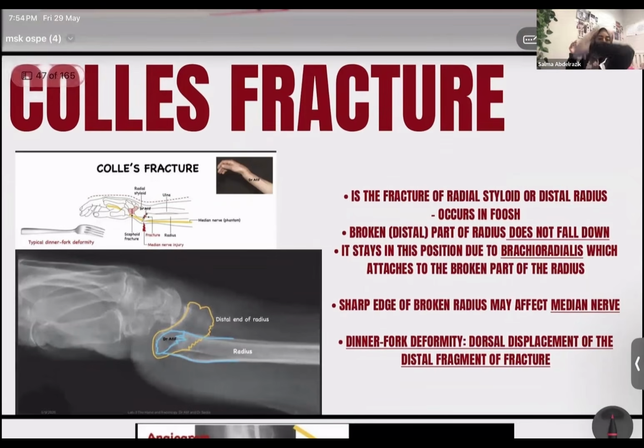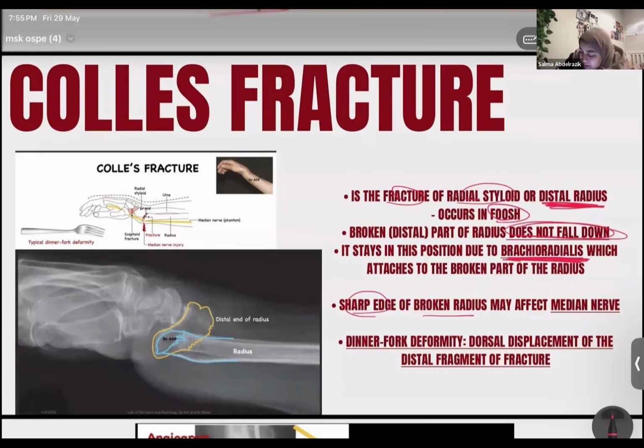Remember the word I told you to cross out with up, which was Colles fracture? It's because this is the clinical of the radius. Basically, Colles fracture is the fracture of the radial styloid or distal radius. Imagine your radius broke, but the distal part does not fall down. It stays in position because we have the brachioradialis muscle, which attaches to the broken part of the radius, so it doesn't fall.